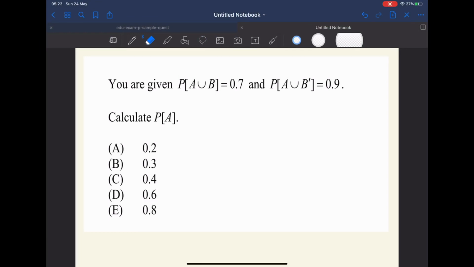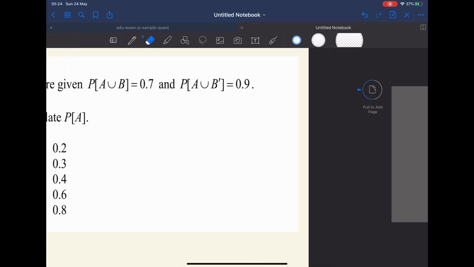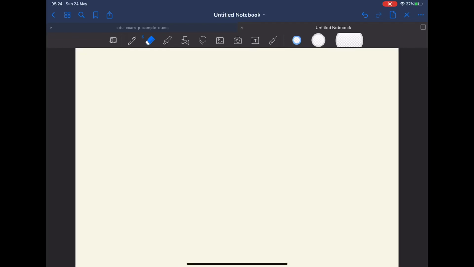Alright guys, welcome back. This question is on basic probability and the use of set theory. In this question, you are given probability of A union B to be equal to 0.7 and probability of A union B prime to be equal to 0.9, and you are asked to calculate probability of A. Okay, so we go on to solve this problem.